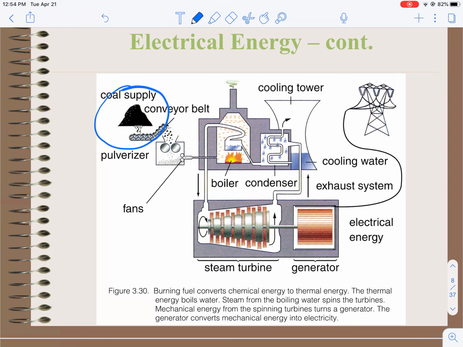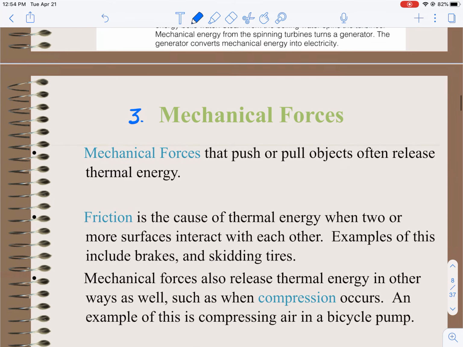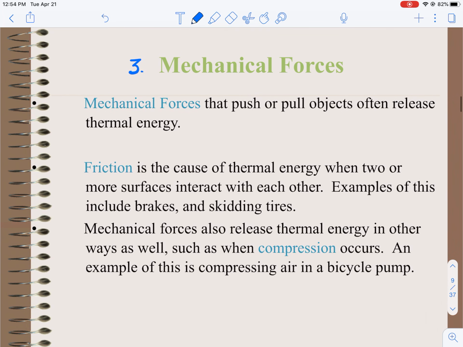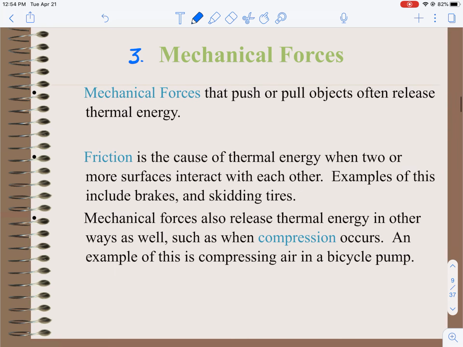Here we have a look at how coal can be burned, and the steam of that will go in, turn this turbine here, and the turbine will be generating electricity through a generator. So this is actually what we have going on in downtown Edmonton for our electricity source.